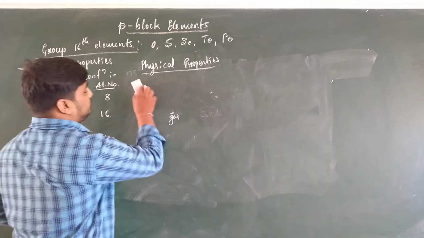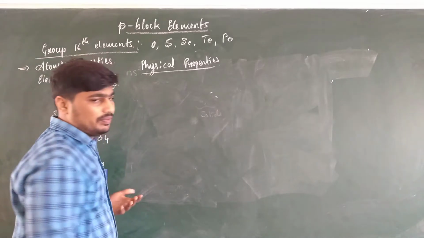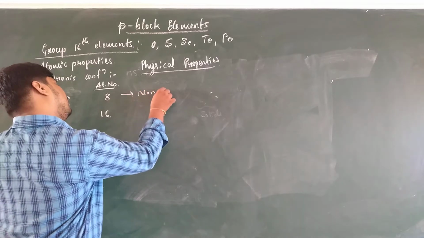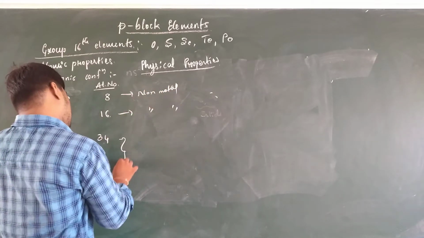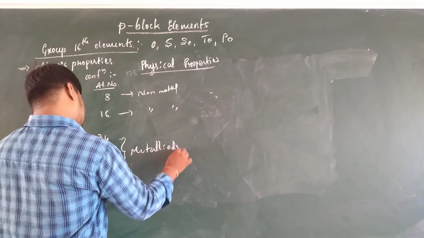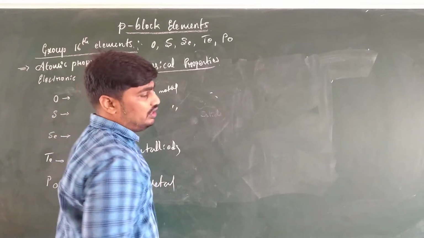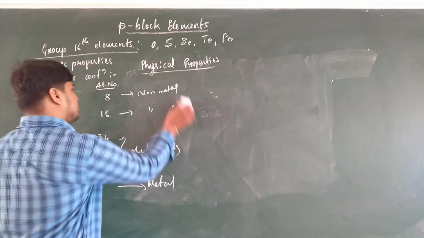Okay, next, what is the metallic property of these elements? Oxygen is a non-metal. These two are non-metals, and these two are metalloids. Next is metal. Metallic property increases down the group.